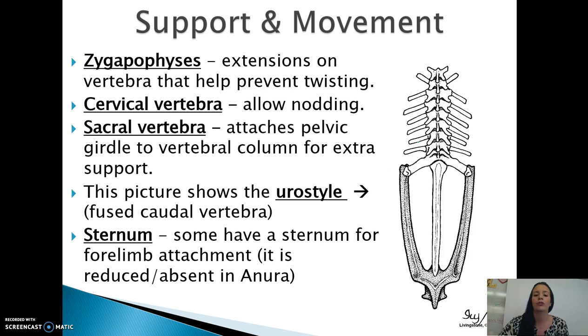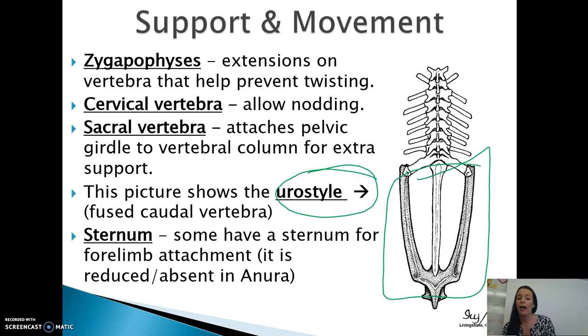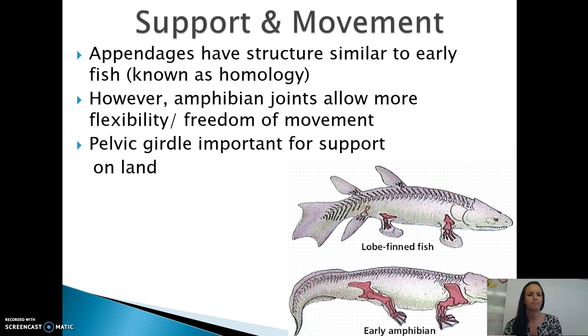And this picture itself shows the urostyle, which we had mentioned earlier, which is those fused caudal vertebrae. And some of them do have a sternum for forelimb attachment, but it's important to note that it's reduced or absent in Anura, which is the frogs and toads. So their appendages have a similar structure to early fish, so homologous type structures.